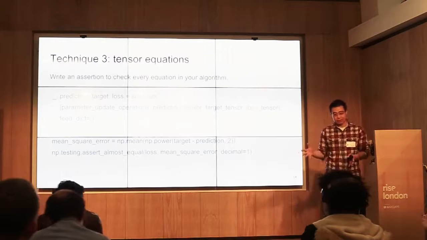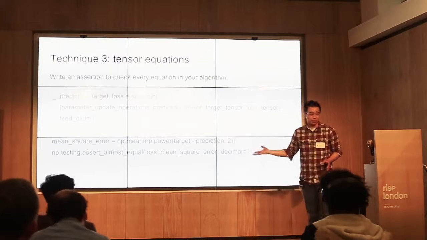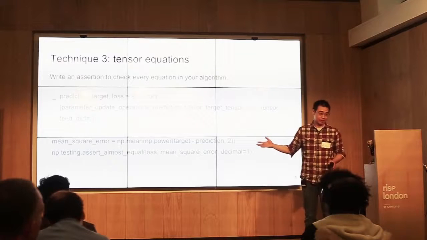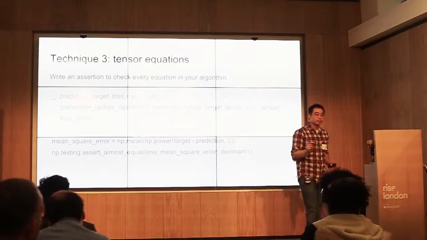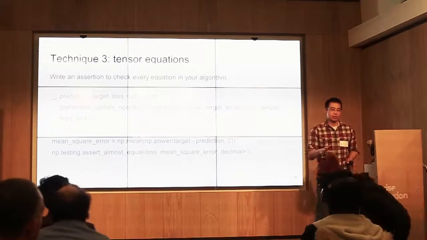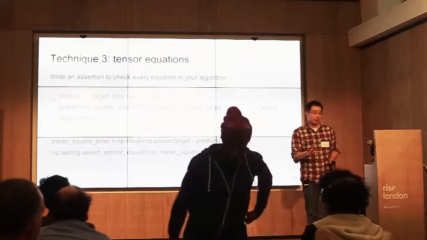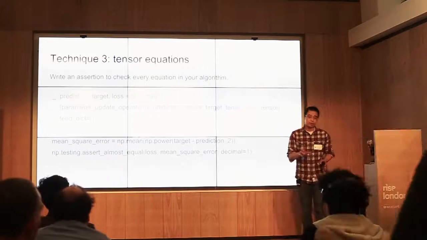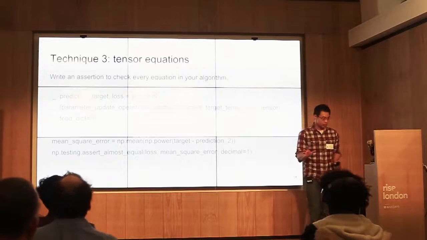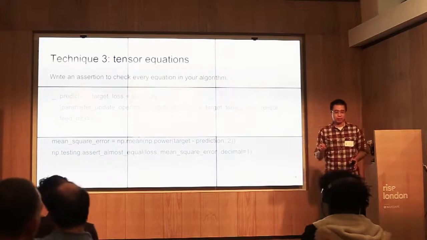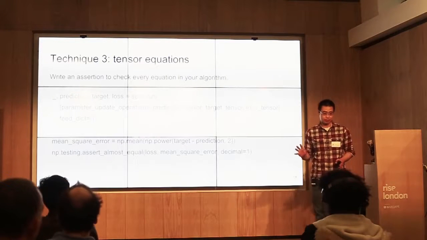You've already written the TensorFlow code for every equation from this algorithm anyway. Now, you need to write assertions to check the numerical values from the calculation of each of the equations. How to do that?